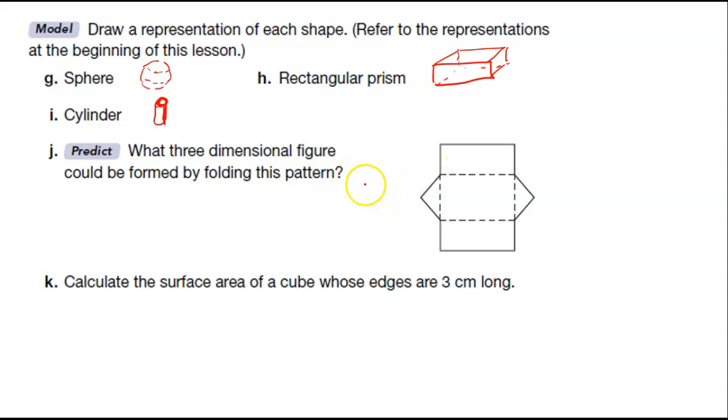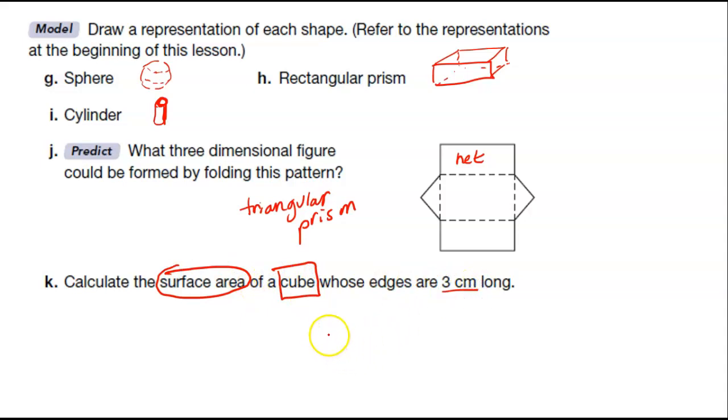What three-dimensional figure could be formed by folding this pattern? So this is fairly common in geometry. This is called a net. And if we fold everything together, we're going to get a triangular prism. You kind of have to use the 3D portion of your brain, but let me know if you have any questions about that.